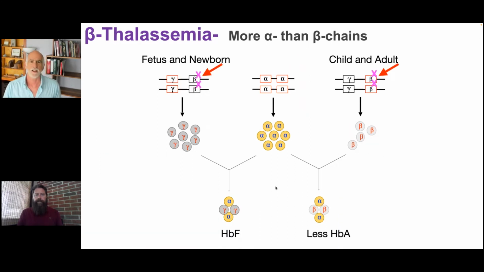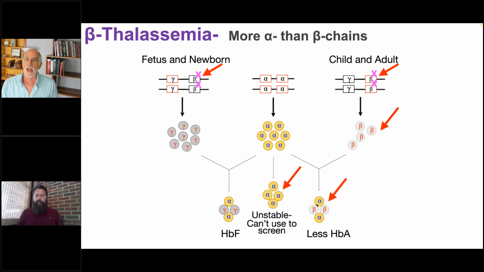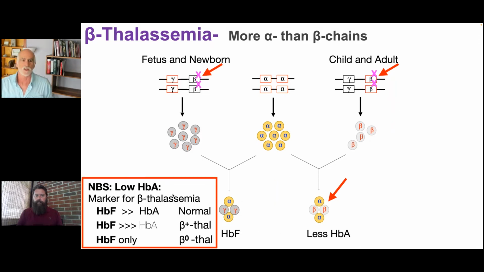For beta thalassemia, there's a lot more variation in the type of mutations that cause beta thalassemias. And for this presentation, I'm not going to talk about things that affect gamma. So here, if just beta is impacted, in the fetal period, you make alpha, you make normal amounts of gamma, you make normal fetal hemoglobin, everything's normal. But then as gamma goes down and beta goes up, you don't make enough beta, you get less hemoglobin A, and the leftover alpha chains are incredibly unstable, so they can't be used to screen. So it's this low hemoglobin A that's a marker of beta thalassemia.